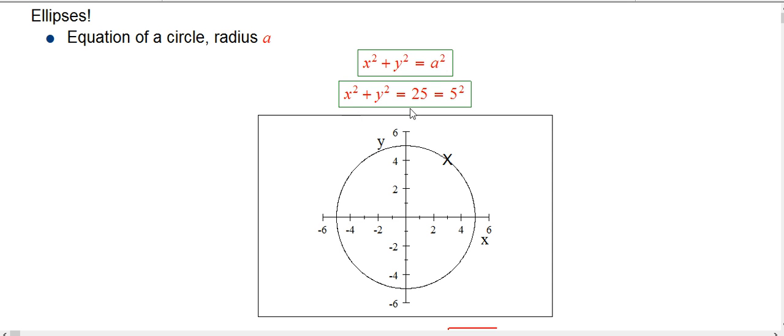And so, for example, if a is 5, we're talking about x squared plus y squared is 25, or we might want to write it very explicitly as 5 squared so that that radius is just staring at us. So I graphed that, and indeed, it's a circle of radius 5. And here's a point, for example, the point 3 comma 4, I claim, is on that circle. So just very briefly, why was that true? Why was that the equation of a circle?